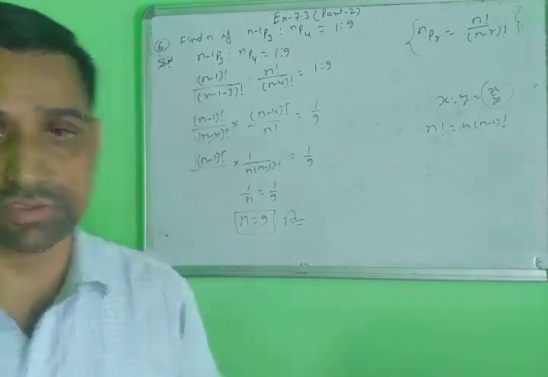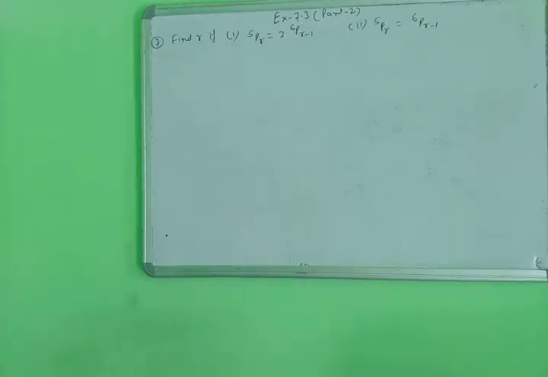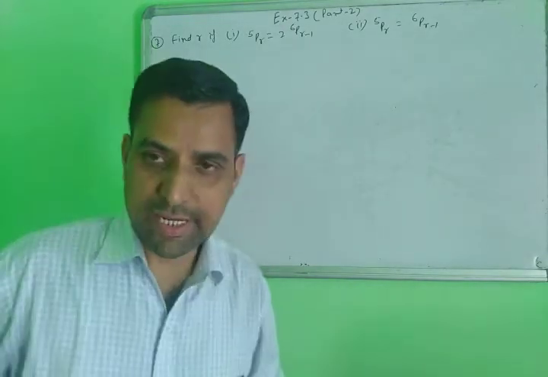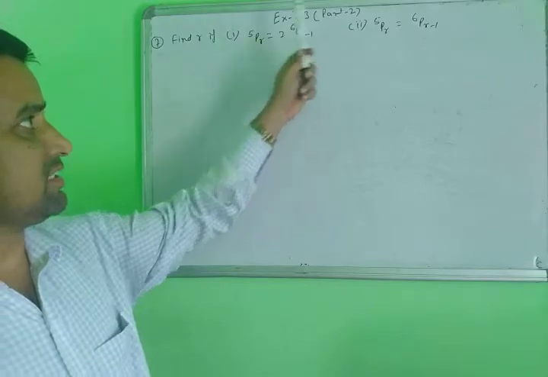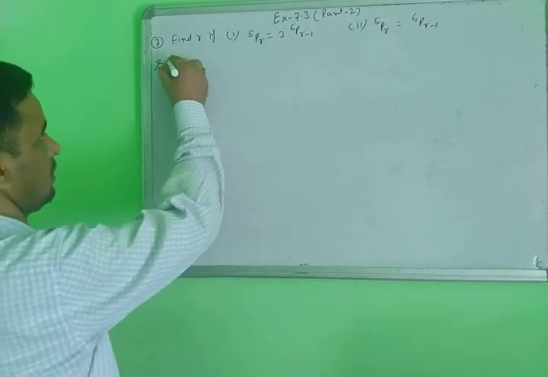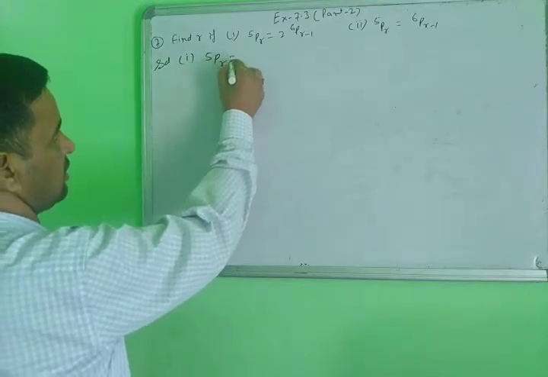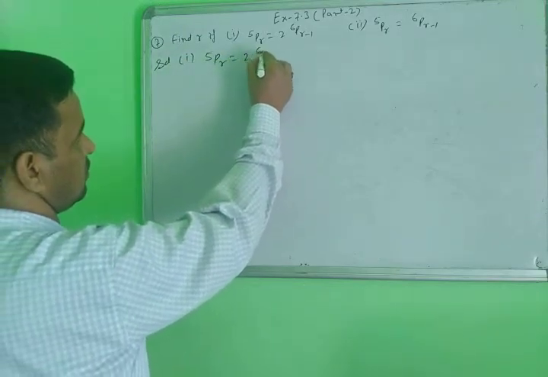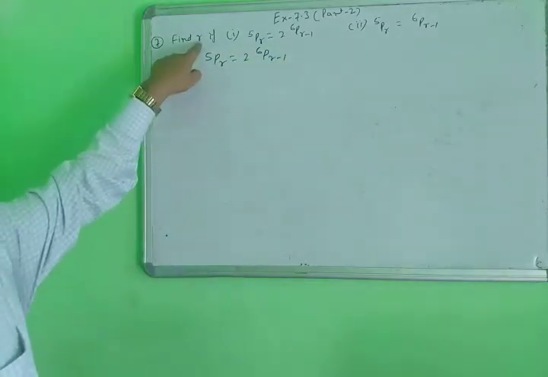Just note down the next question. Yes, then next I am taking question number 7. Question number 7 has two parts, first part and second part. First we will solve the first part here: 5Pr equal to 2 times 6P(r minus 1). You will find the value of r.